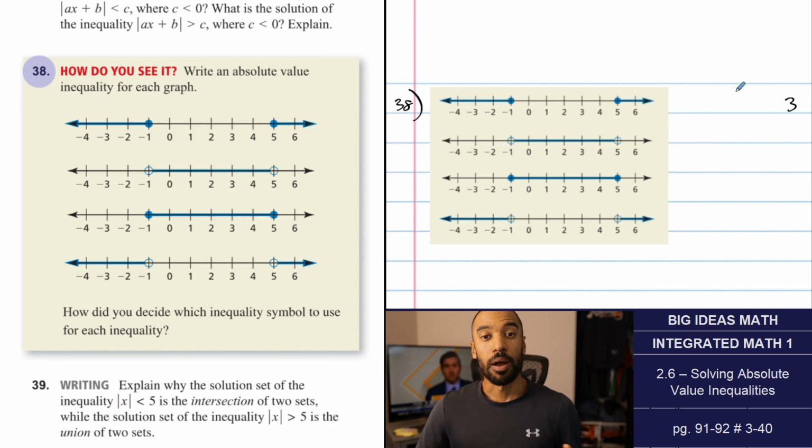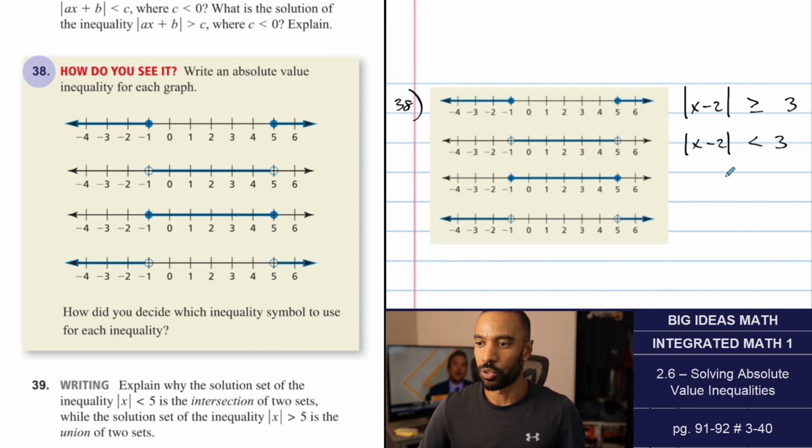Now my difference is from 2. So for these ones, I'm trying to say absolute value of x minus 2. I have to be outside of 3 units from there and including those for this one. For this one, I have to be within 3 units and not including them. For this one, within 3 units and including them. And for this one, outside of 3 units, not including them. So those are the 4 sets that we're doing there.